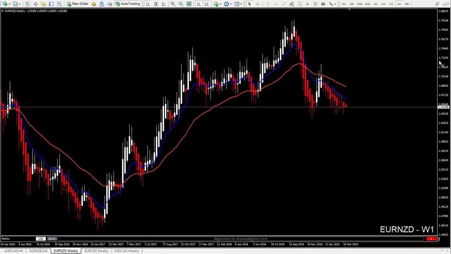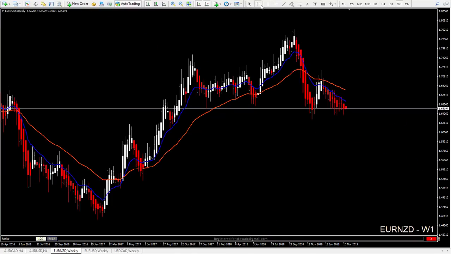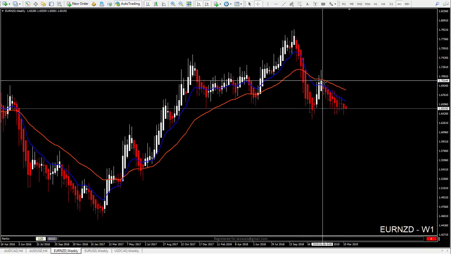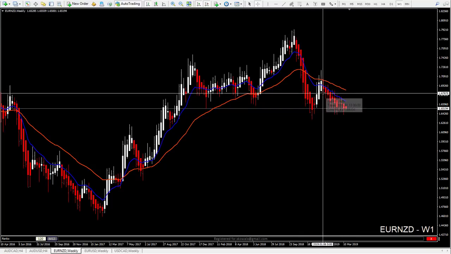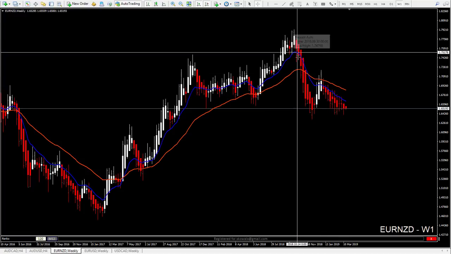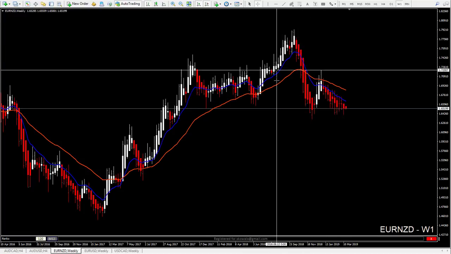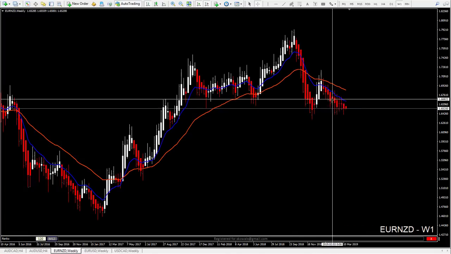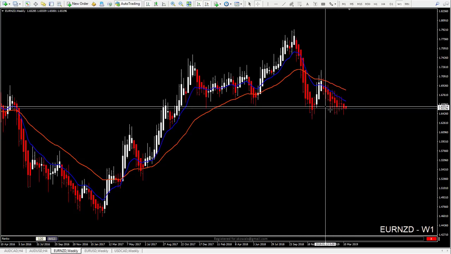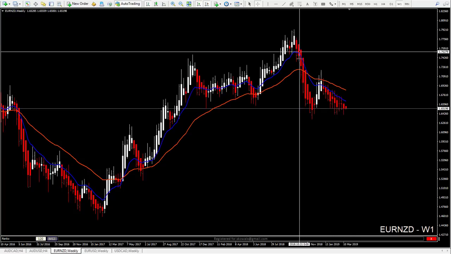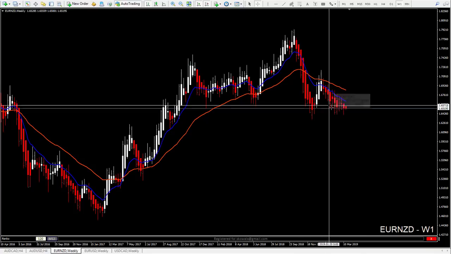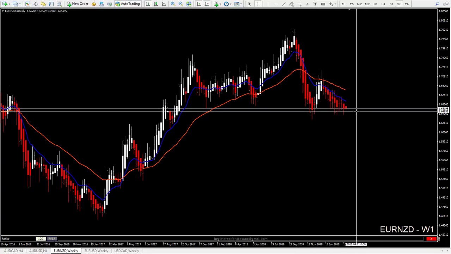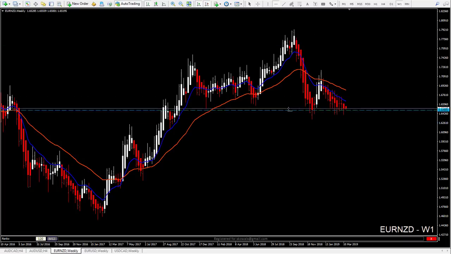Euro New Zealand. What we see on the weekly is a lack of volatility, because previously we had a really nice move, nice retracement, we were discussing these options here, but price suddenly just stopped. It looks like on many pairs, especially Pacific pairs, we had moves and suddenly everything just stopped. But Euro New Zealand is still on the support level, or close to the support level on the weekly chart.